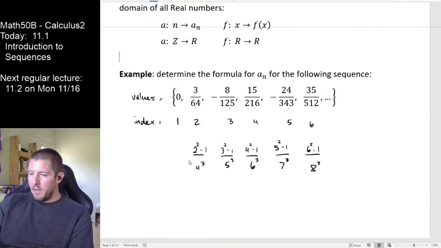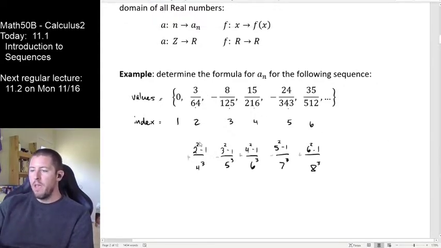Is this going to be different? It looks like this is, oh, that's weird. Positive, negative, positive, negative, positive. So one thing we're going to have to come up with is what piece could we include in our function that's going to make this stuff change sign back and forth like that.